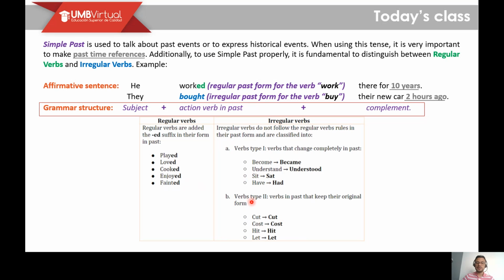Oh, we also have the verbs that don't change. For example, cut, cast, hit, and let. We use the same structure for the present or for the simple past. There's good news in here. We have only one conjugation for the verbs in past. We don't need to think about the pronouns when we need to do the conjugation in the simple past. We use the same conjugation for all the subjects.